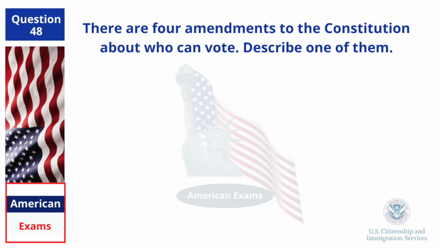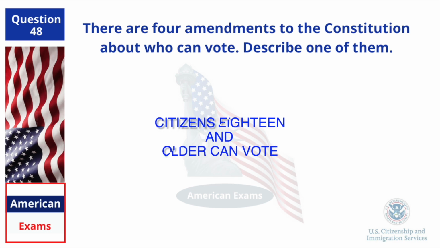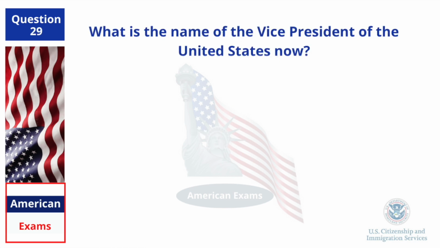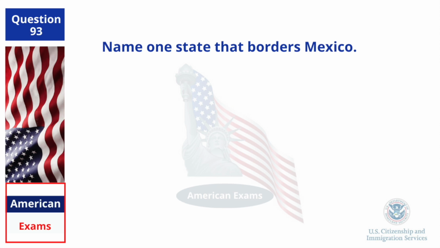There are four amendments to the Constitution about who can vote. Describe one of them. Citizens 18 and older can vote. When is the last day you can send in federal income tax forms? April 15th. What is the name of the Vice President of the United States now? Kamala Harris. Name one state that borders Mexico. California.